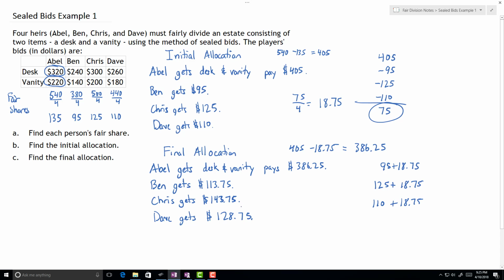So this is an example of how sealed bids work. Again, I went through it kind of fast. If you need to pause, rewind, stop, do all that fun stuff. Now we'll move on to another example, example 2.